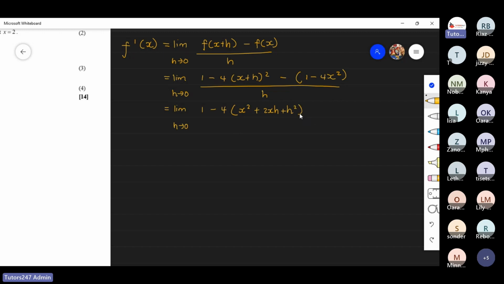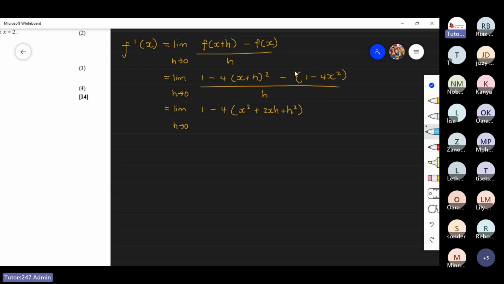All we needed to do was use our FOIL method. So we repeat the brackets twice, x plus h, and use our FOIL method, multiply and simplify. Then we end up with x squared plus 2xh plus h squared. Now let us continue.